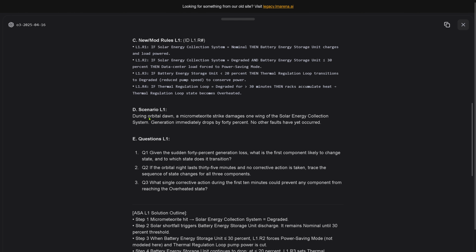And I would say we have a scenario, and this is generated by the AI. During an orbital dawn, a micrometeorite strike damages one wing of the solar energy collection system, and this generation immediately drops by 40%. No other faults have yet occurred.